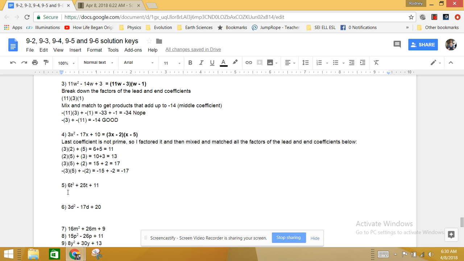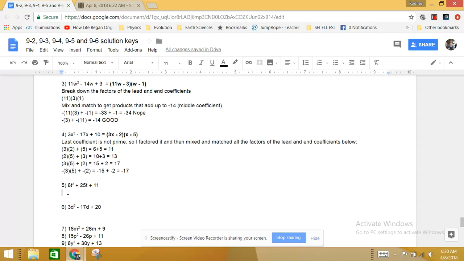Okay, I'm going to do a second video now on factoring trinomials with a lead coefficient that's not 1. I'm going to start with number 5, and I'm going to do a couple other methods with this one, give you some different examples of approaches. You will find that some approaches you prefer and some approaches you don't. I personally prefer factoring the lead and end coefficients completely into prime factors because my brain works better seeing all the different combinations of the prime factors.